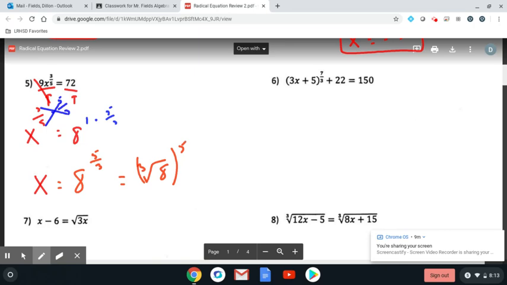And then we know the third root of 8 is 2. 2 to the 5th actually ends up giving us 32. So make sure you guys just take that additional step at the end. Don't leave that as 8 to the 5/3.